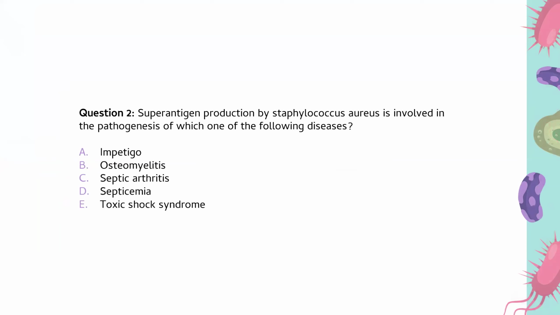Okay, that was very quick. Yes, absolutely. You are correct. Good job. So Staph aureus is involved in the pathogenesis of which of the following diseases? All of them. But it is asking about the superantigen specifically, which is going to be with toxic shock syndrome. Yes, absolutely. You guys are correct.